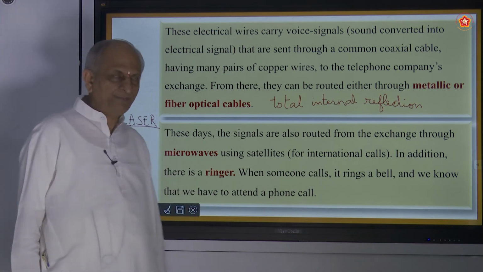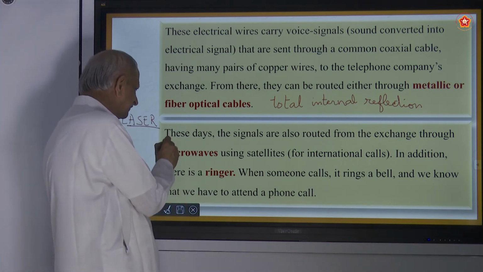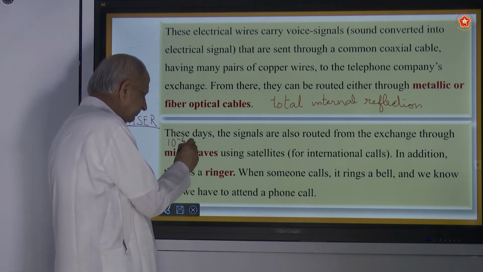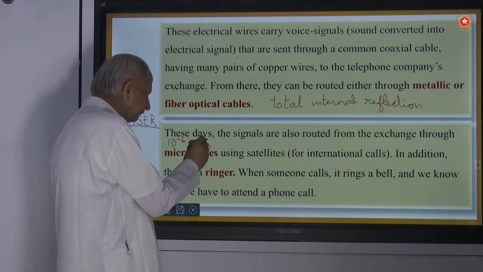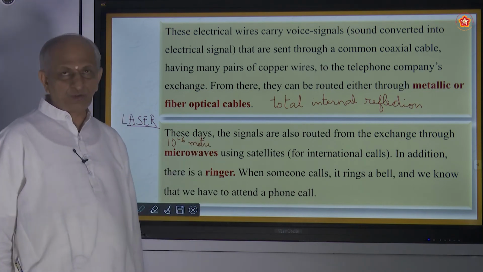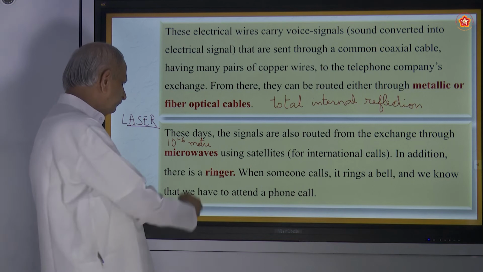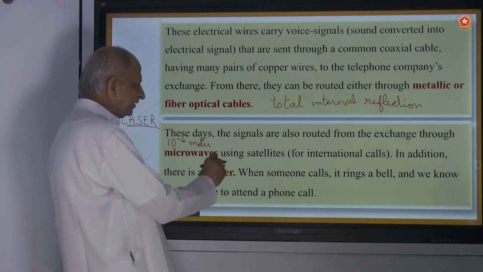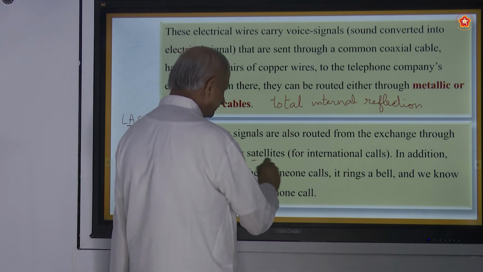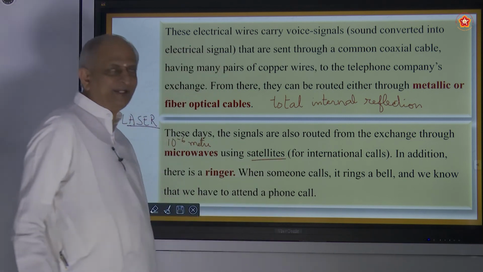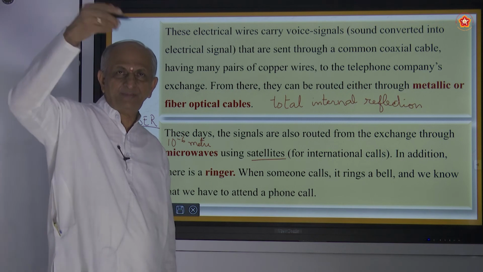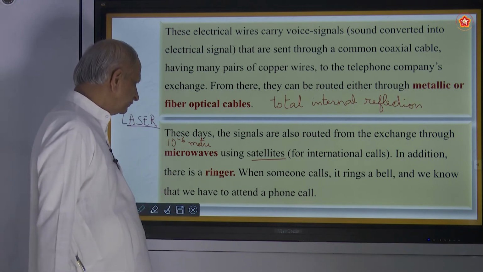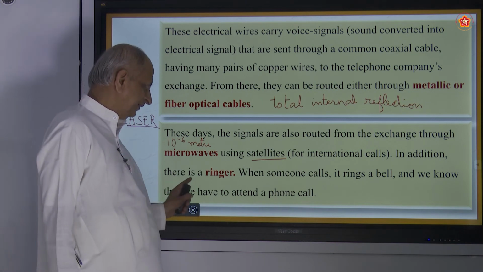What do you mean by micro? 10 to the power of minus 6. 10 to the power of minus 6 meter is called a micrometer. So microwaves are used, and these are sent by what are called satellites, and these satellites pass on information to all parts of the globe. There are what are called communication satellites.